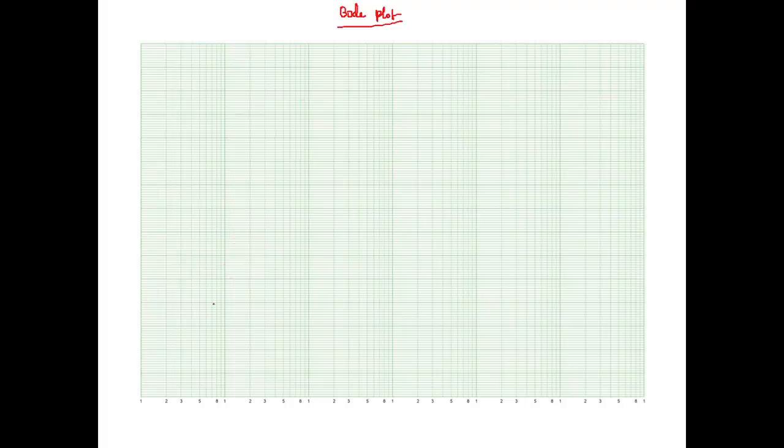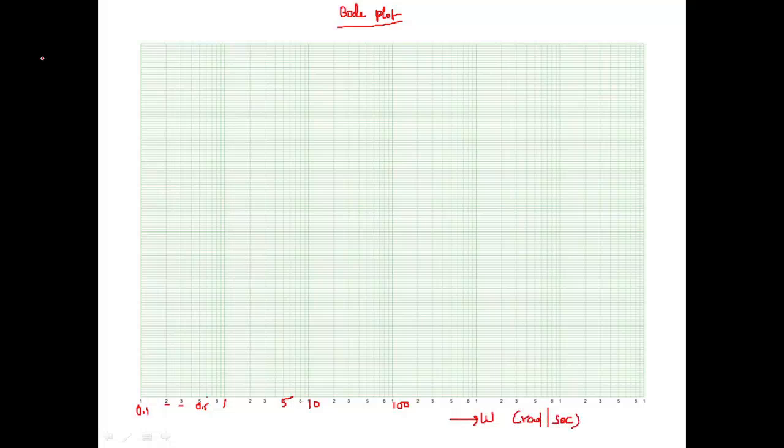In a Bode plot, if you want to draw a Bode plot on the sheet, first you have to make a scale, right? As you know already, this is 0.1. So let me consider this is 0.1 and this is 0.2, 0.3, 0.4, 0.5, 0.6, 0.7, 0.8, 0.9, 1, then 2, 3, 4, 5, 6, 7, 8, 10 and this is 100. Like this you have to put it, then you have to put omega. The value of omega is on the x-axis, in radians per second.